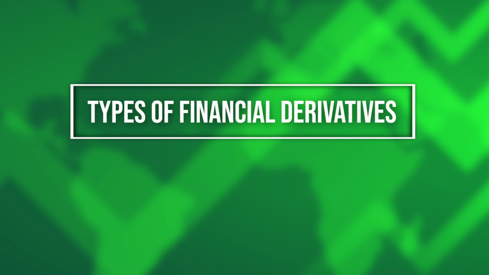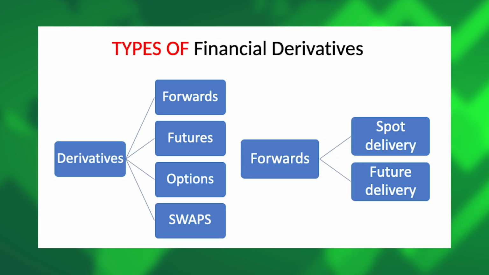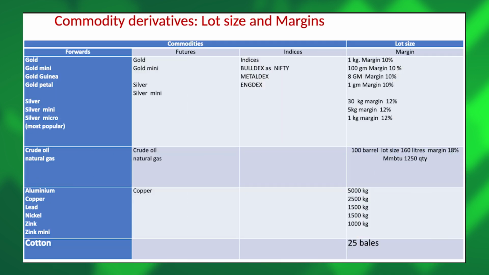As already told, these are the three types of exchanges. Financial derivatives, as I told you in the last lecture, are of four kinds: forwards, futures, options, and swaps. Forwards are again categorized as spot delivery and future delivery. The main peculiarity of commodity derivatives is that lot size and margins are already decided. And these lot sizes and margins are different in different categories of commodities.